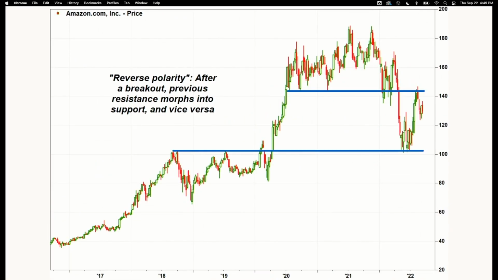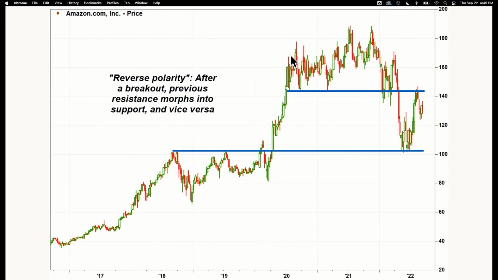I want to talk about the concept of this reverse polarity where resistance then turns into support, Tomi. Yeah, I love this chart because you could see exactly what people were feeling. This is Amazon, and years ago it was going up, and it just wouldn't go up anymore. And people were selling at a certain level, and there's strong resistance, and then all of a sudden it breaks out in a big jump.